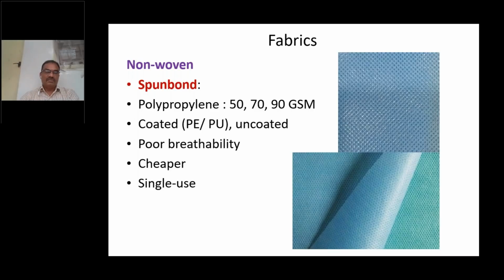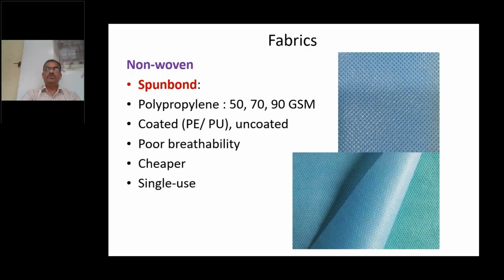I told you, as indicated earlier, it depends on the situation we choose the GSM. For a higher level of safety, we go for a 90 GSM. So these three GSM ranges are available with the material, and the Spunbond PPE non-woven material comes in two categories. One is coated, another is uncoated. Uncoated, both sides have a similar appearance.